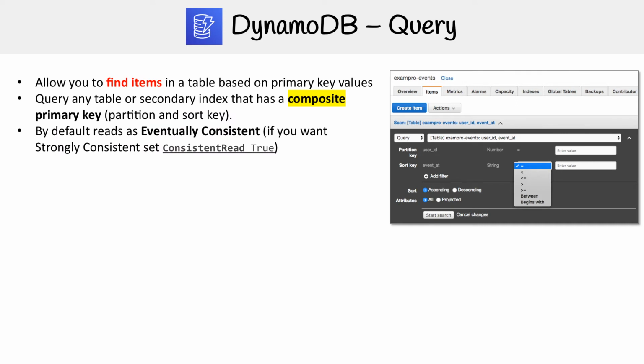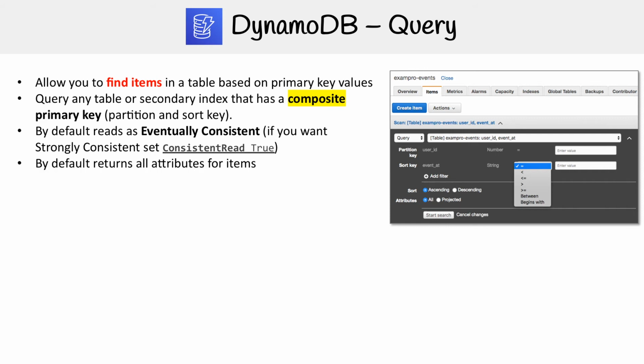By default, the reads are using eventual consistency. So if you want the reads to be strongly consistent while querying, you can pass consistent read equals true when you're using it in the SDK or the CLI.